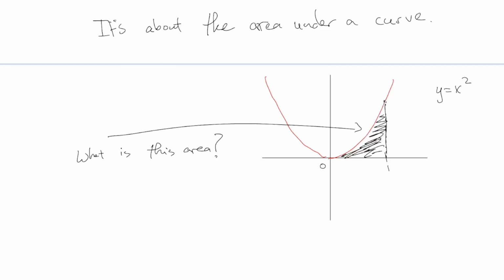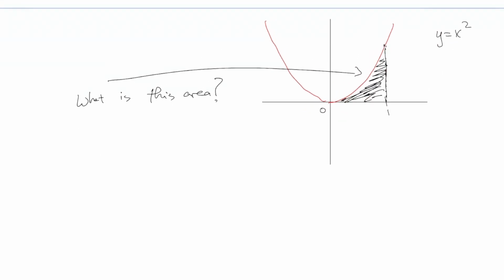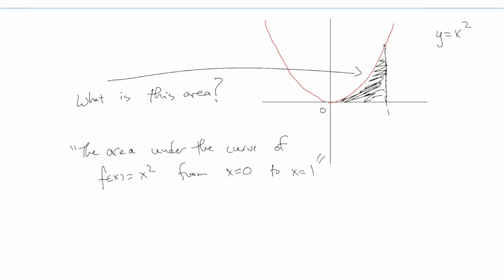And in fact, you can do the area of any kind of shape under any kind of function, provided that you know how to do the definite integral. That's what this is called. But anyway, this area here, I'm going to refer to this as the area under the curve of this particular function, f of x equals x squared, specifically from x equals 0 to x equals 1. So when I say area under the curve, more specifically what I mean is the area between the curve and the x-axis.